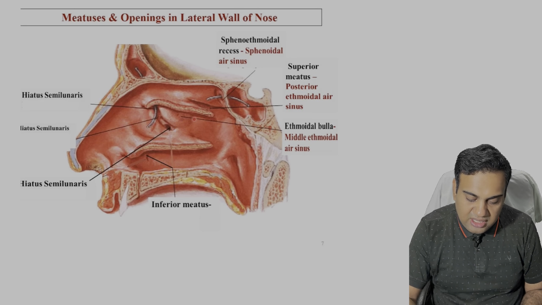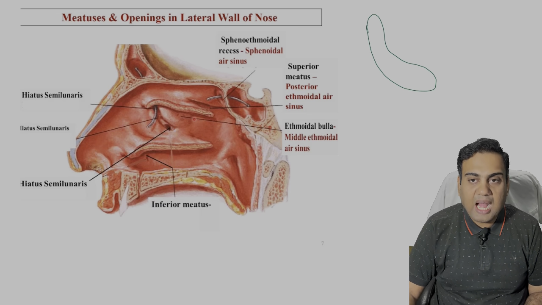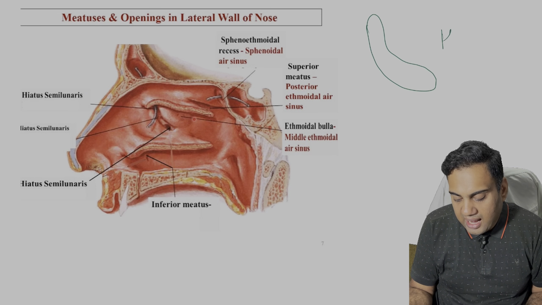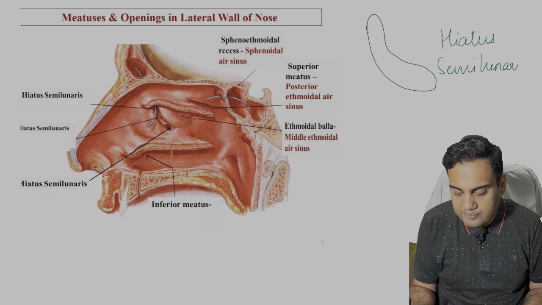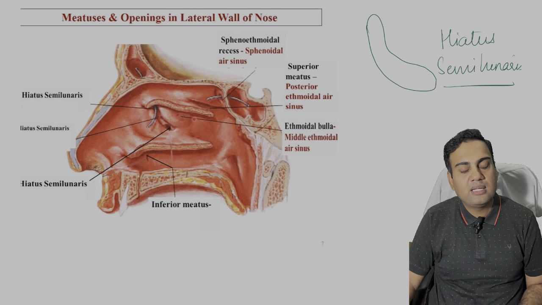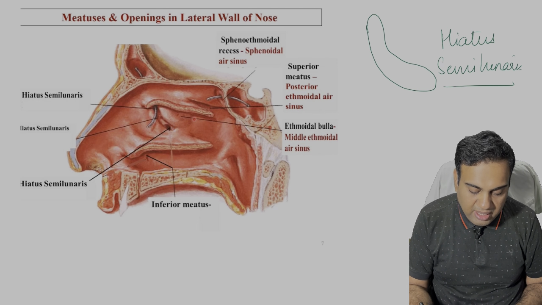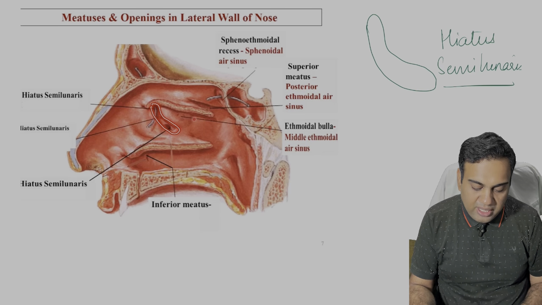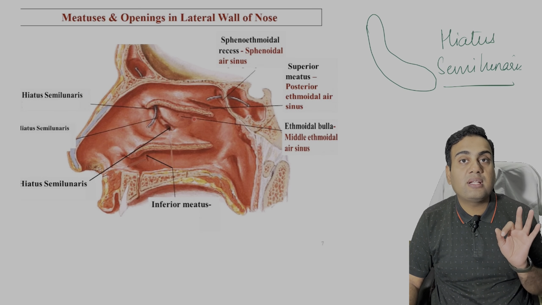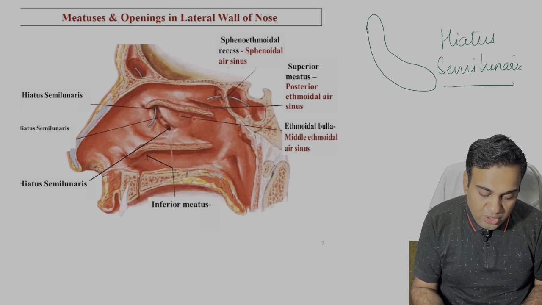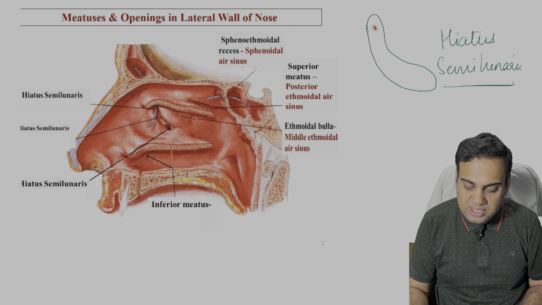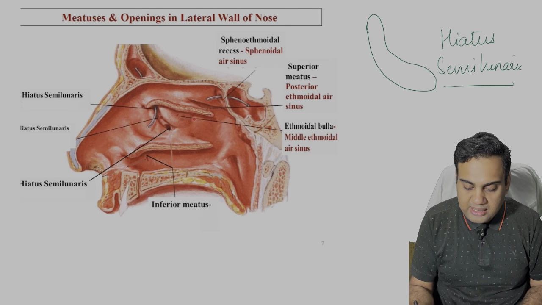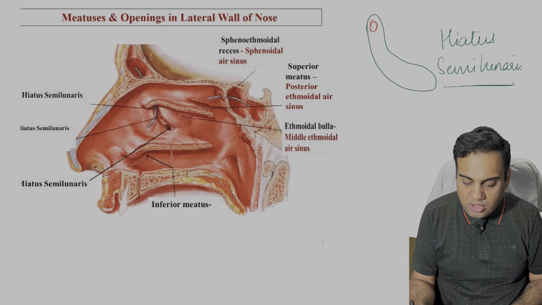मिडल मियाटस जो है हमारा, उसके अंदर में हमारा एक ये एरिया है which is in the shape of a half moon. तो इसको हम कहते हैं हाइएटस सेमिलुनारिस। सेमिलुनारिस, ठीक है, हाइएटस सेमिलुनारिस। हाइएटस सेमिलुनारिस जो है ये हमारा जो एरिया है ये है, और इसके अंदर में हमारे तीन इंपॉर्टेंट साइनसेस ओपन करते हैं। See you can see over here, this is the frontal sinus जो यहाँ पे ओपन कर रहा है। So the first sinus that opens superiorly is your frontal sinus.